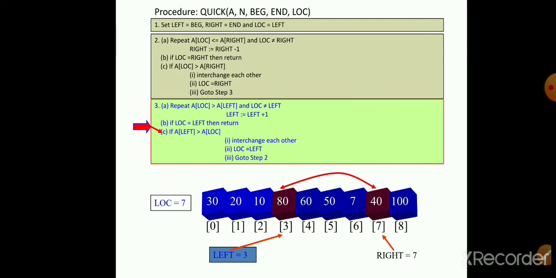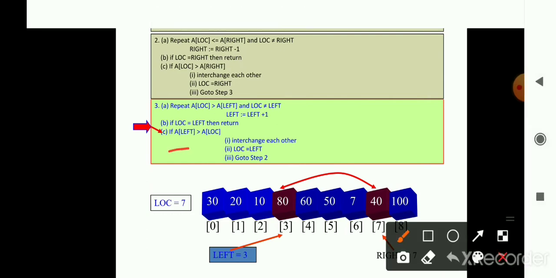So here we found that A of left is greater than A of location. Yes, the condition is true. So here we are going to interchange those positions. Then here we have location is equal to left. We have to move 40 to the left hand side. And here we are again going to step 2.